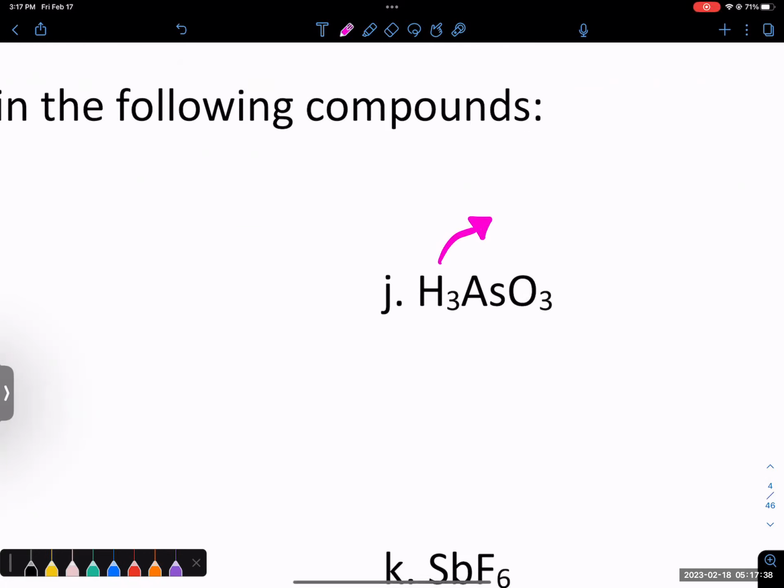All right. Well, how did you name this? Arsenic acid. Well, what is the polyatomic ion on arsenate? Oh, it's AsO4. So what would this be? Arsenous acid. Yeah, and that's how you spell that.